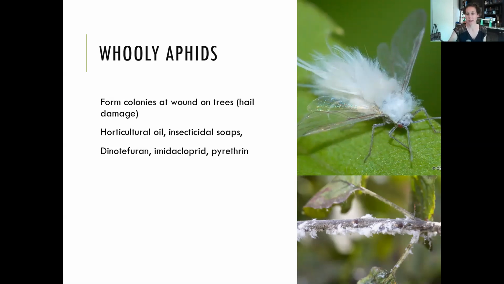Imidacloprid is systemic. The roots of the plant take it up, and as they feed, they feed on the pesticide. Dinotefuran, I think that's a neonicotinoid as well. It can be a systemic or a foliar spray, and then pyrethrin is your synthetic pyrethroid.